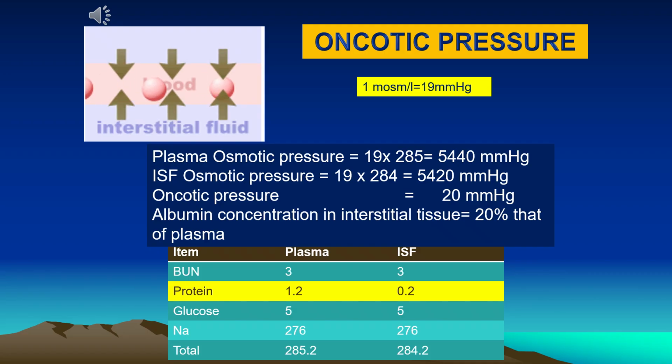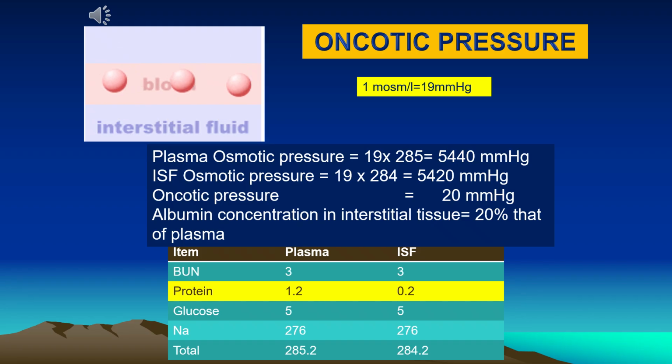Now, let's put numbers to these forces. The total plasma osmotic pressure, from all solutes, is massive, calculated to be about 5,440 mm of mercury. The interstitial fluid osmotic pressure is almost identical, at about 5,420 mm of mercury. As we'd expect, since small solutes easily equilibrate across the capillary wall. The crucial difference between these two nearly equal giant numbers is a mere 20 mm of mercury. This tiny difference is the oncotic pressure.